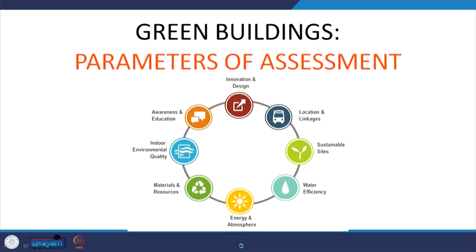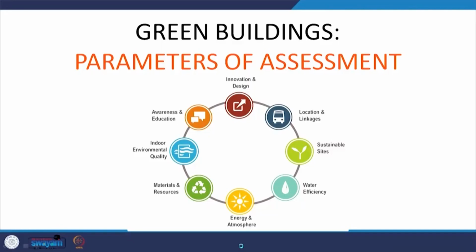So, when we look at green buildings, the broad categories of parameters of assessment are sustainable sites, water efficiency, energy and atmosphere, materials and resources, indoor environmental quality, awareness and education, and innovation and design, with location and linkages. So, these parameters in different rating systems are being given different weightages. They vary from country to country.